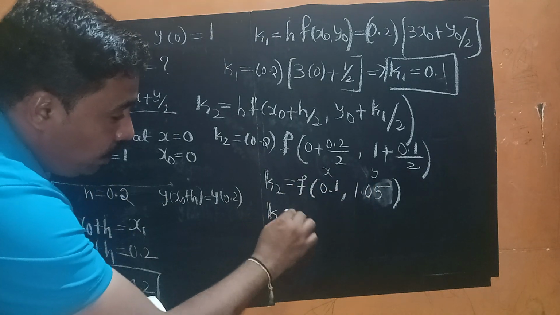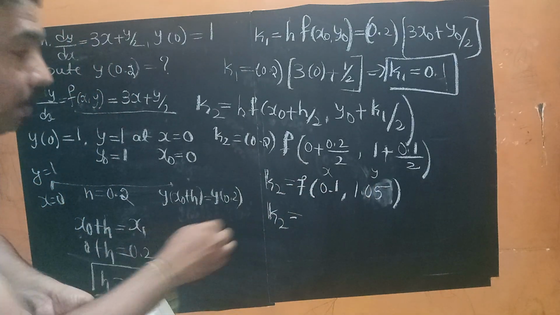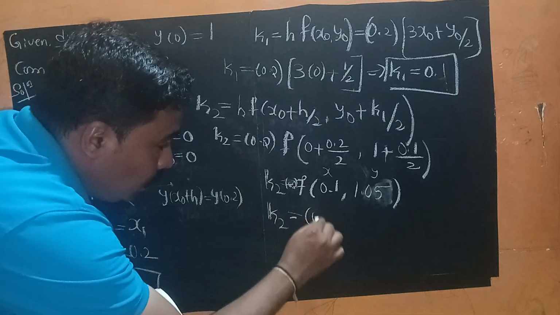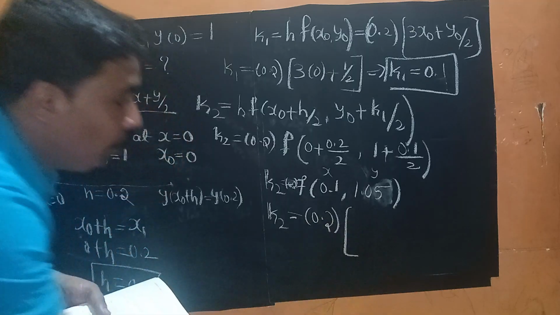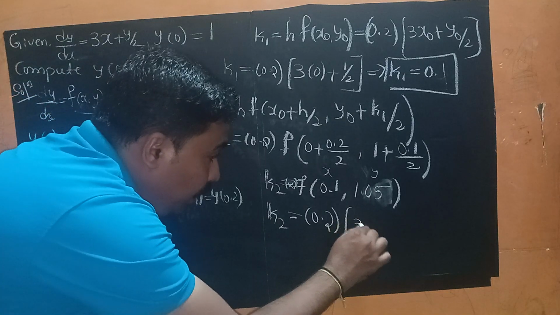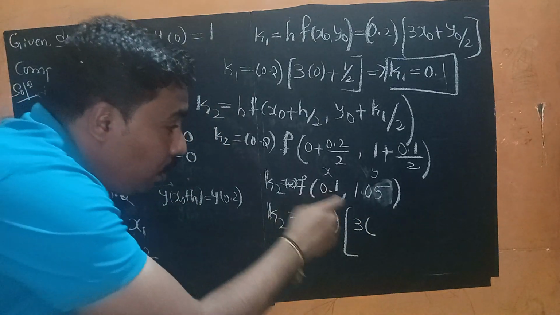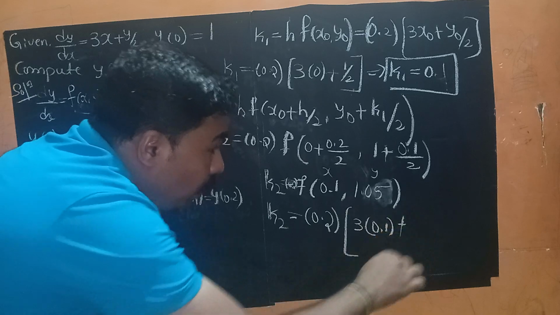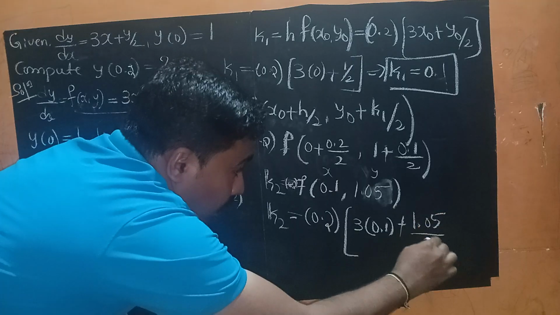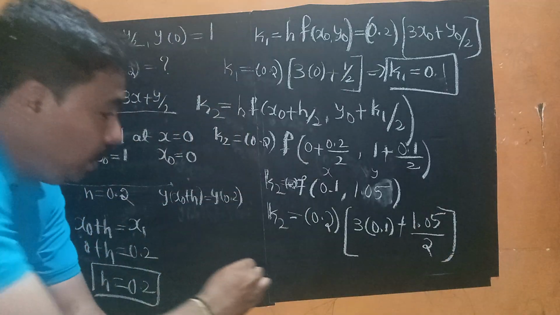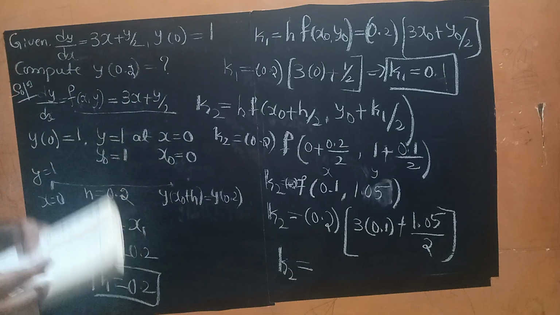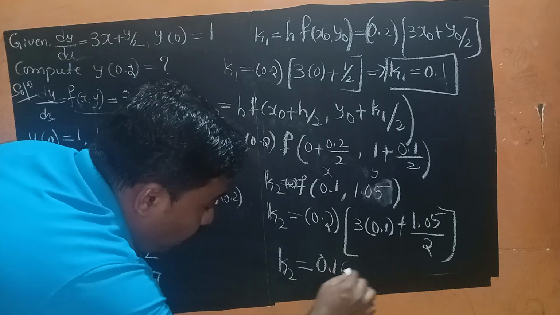If I replace in K2 equals, I forgot h here, you just write h as 0.2. So that is 0.2 into 3x0, where the value is 0.1, plus y0 by 2, where the y value is 1.05 by 2. If we simplify this, we will have K2. So the K2 answer is 0.165.